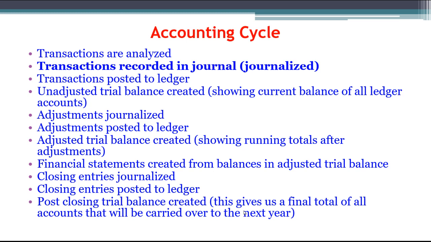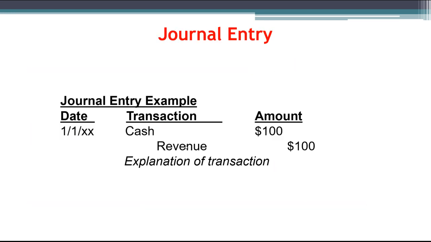So we're going to go through the first few steps of the accounting cycle in more detail now, and then we're going to pause and come back in part 2 of Module 2. So right now we're talking about recording the transactions in a journal entry. So what we have here is an example of a journal entry in its format.